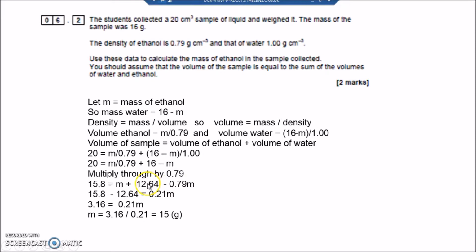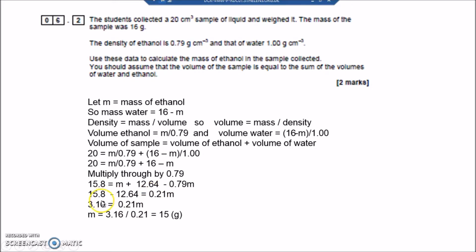Now I'm going to rearrange it. I'm going to take the 12.64 across to the other side of the equal sign. So plus 12.64 becomes minus 12.64, and that then leaves on the other side M take away 0.79M. 1M take away 0.79M is 0.21M. 15.8 take away 12.64 is 0.21M.